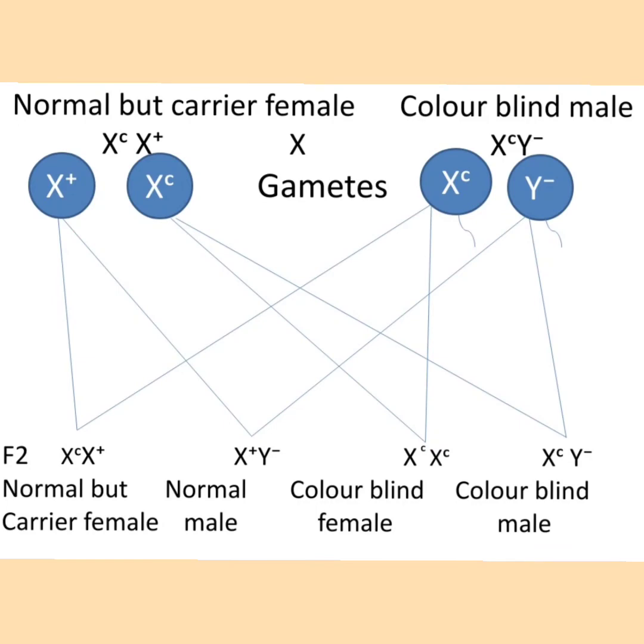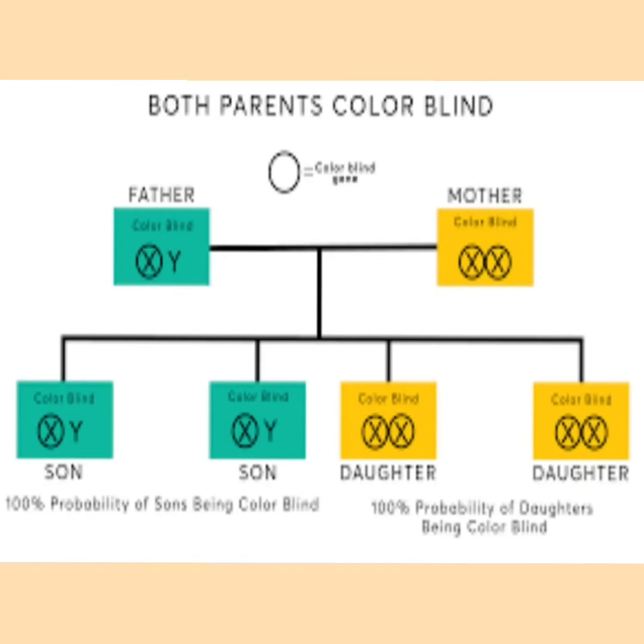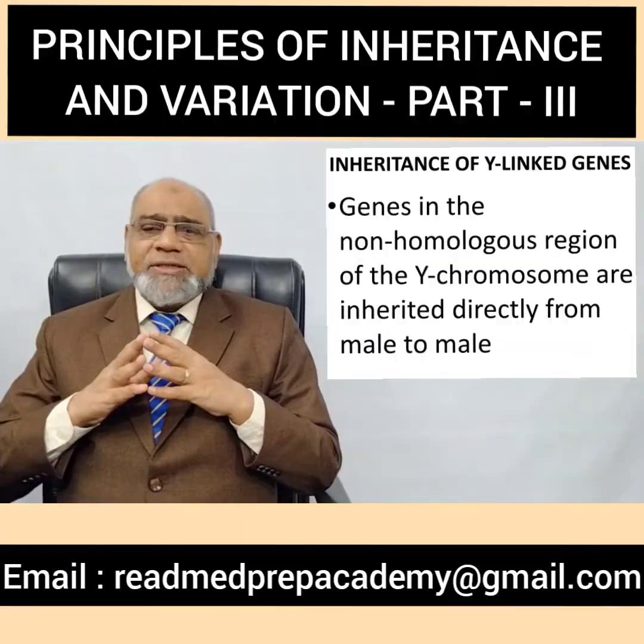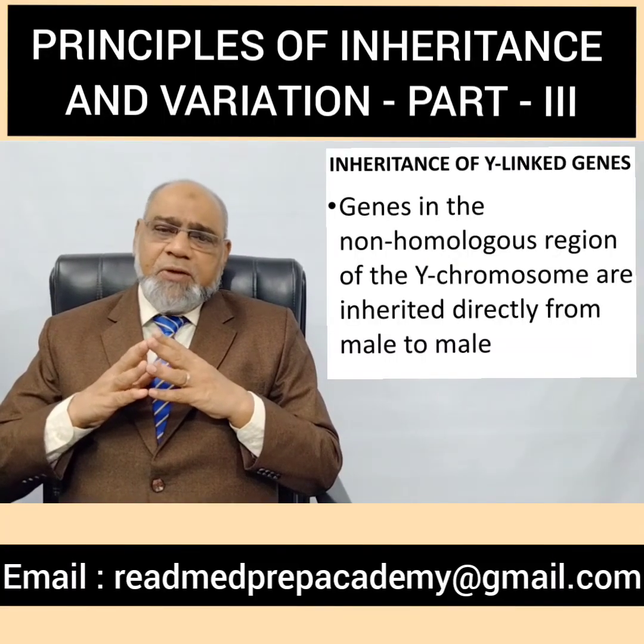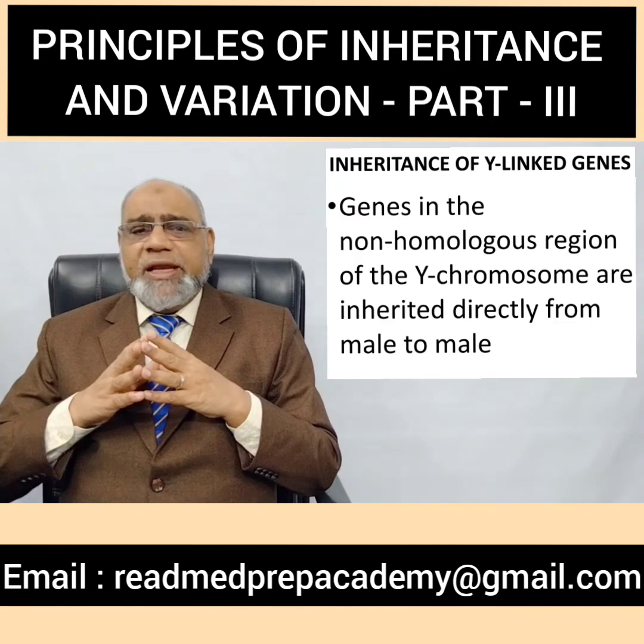When both the parents are colorblind, the father as well as the mother, there is a 100% probability of sons being colorblind and 100% probability of the daughters being colorblind. Inheritance of X-linked genes is over. Now we'll go to the inheritance of the Y-linked genes.